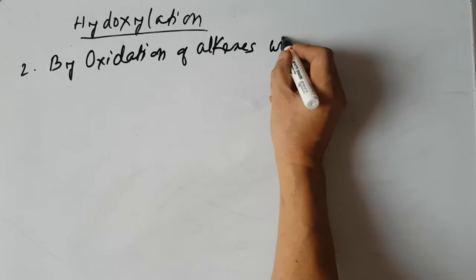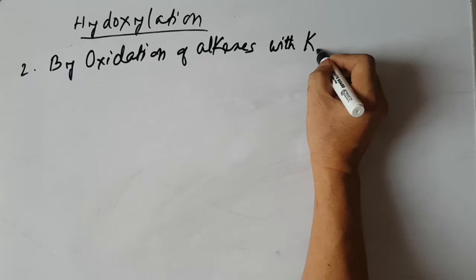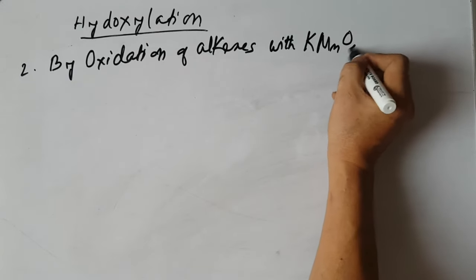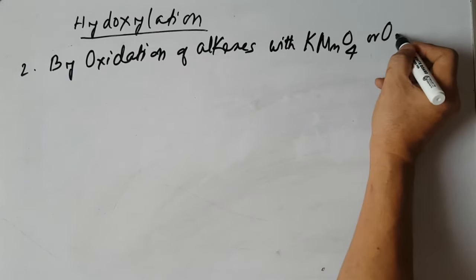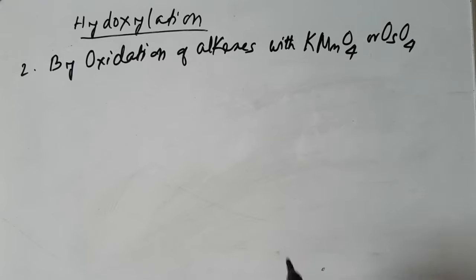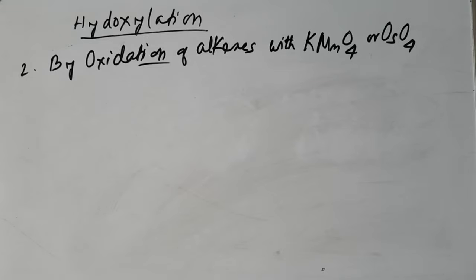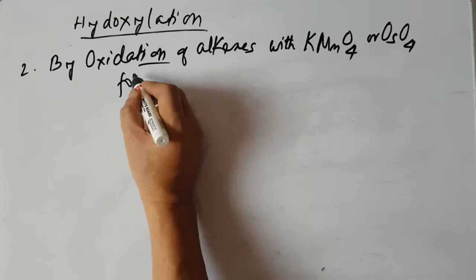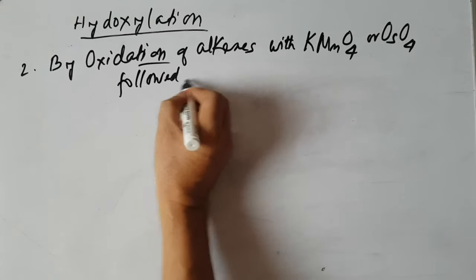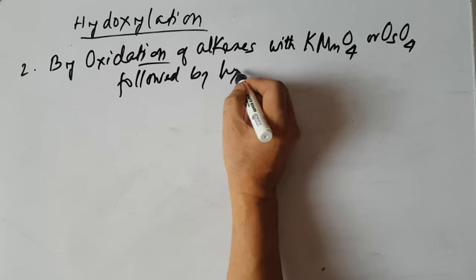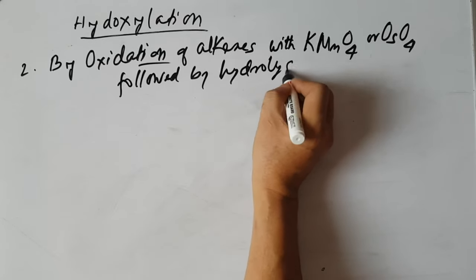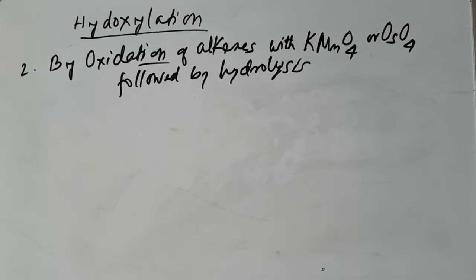Or if you compound with KMnO4, potassium permanganate, or osmium tetroxide. So here we can do this second method, followed by hydrolysis. Okay, so this is the second method for formation of the diols, or you can say hydroxylation.